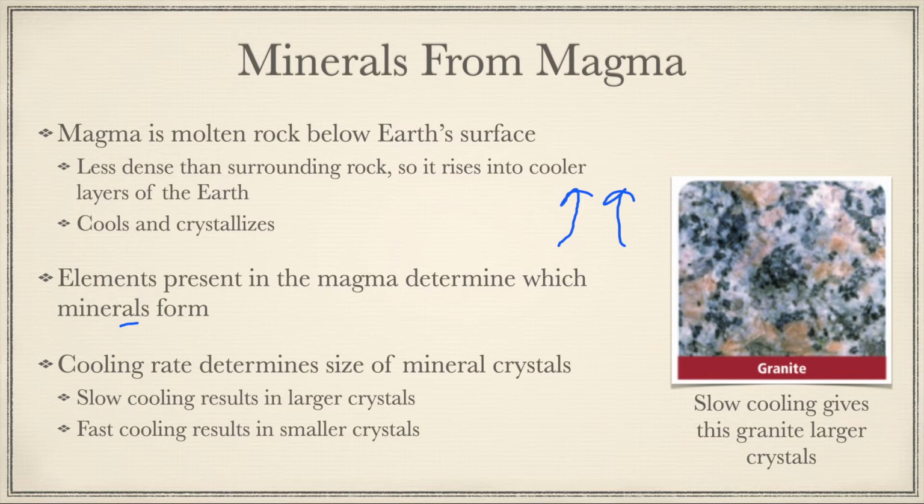Cooling rate determines the size of mineral crystals. Okay, so the slower the magma cools, the larger the crystals. The faster the magma cools, the smaller the crystals. So again, slow cooling gives this granite larger crystals. You can actually see these different crystals in the granite because it has cooled slowly enough that large crystals formed.